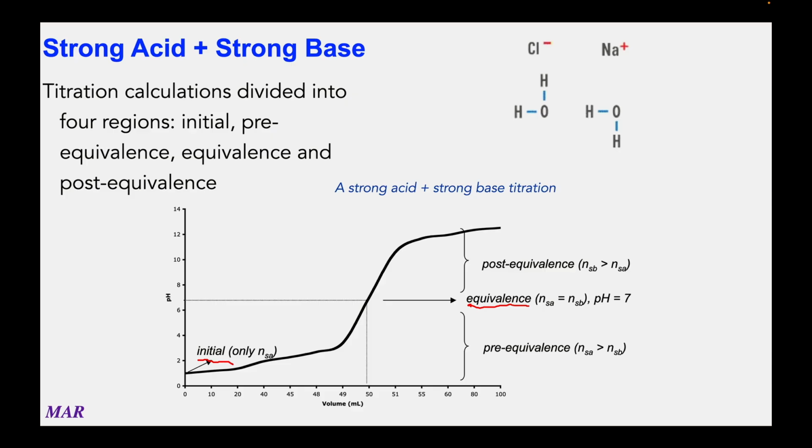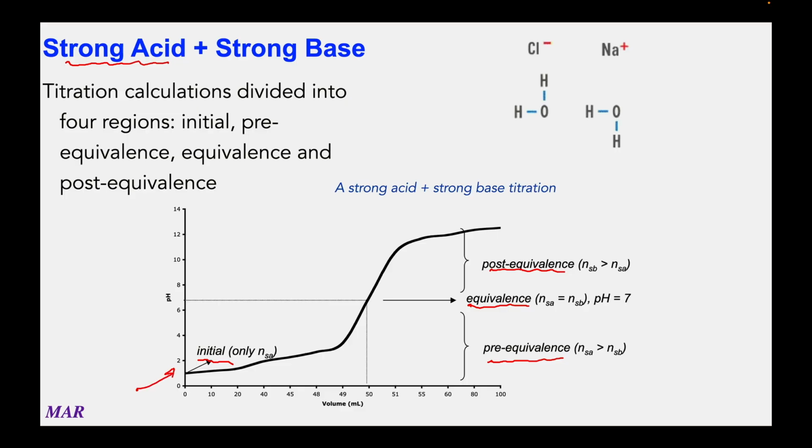Then you have the pre-equivalence region. Moles of what you started with are greater than what you've added. And finally, you have post-equivalence, where the moles of what you're adding are now greater than the moles of what you're starting with. So in a titration, the first thing listed, in this case strong acid, is what you're starting with.